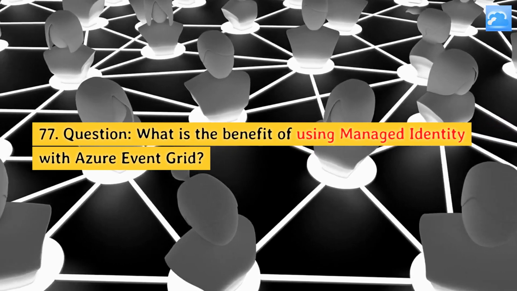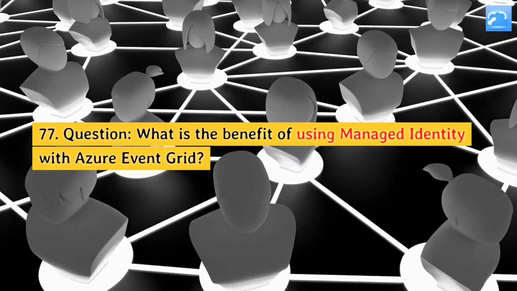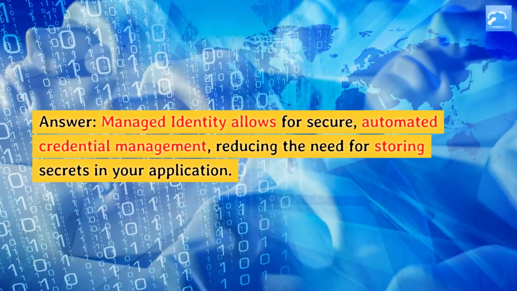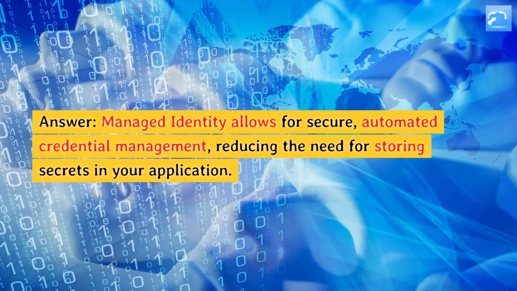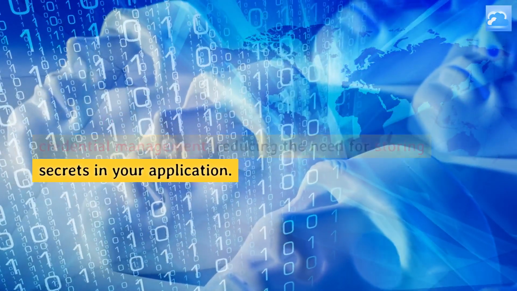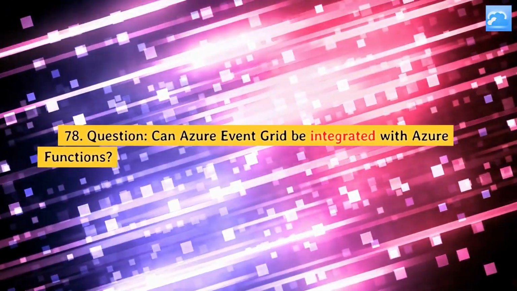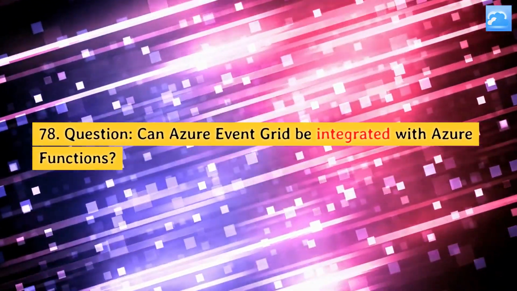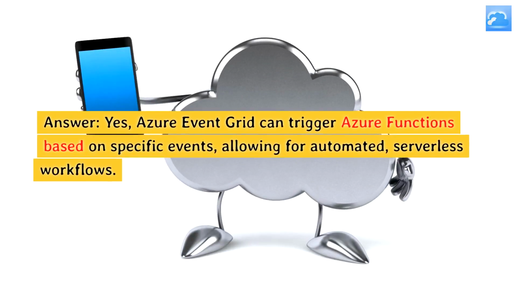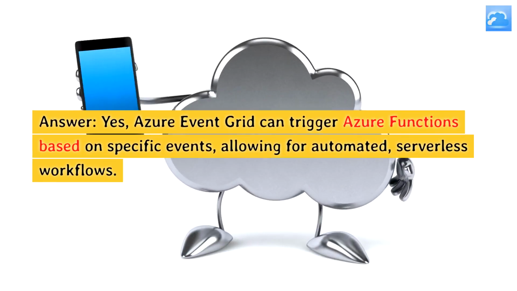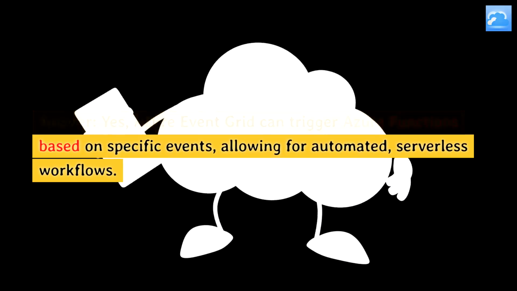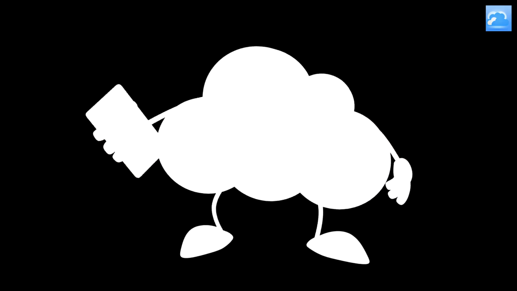77. Question: What is the benefit of using Managed Identity with Azure Event Grid? Answer: Managed Identity allows for secure, automated credential management, reducing the need for storing secrets in your application. 78. Question: Can Azure Event Grid be integrated with Azure Functions? Answer: Yes. Azure Event Grid can trigger Azure Functions based on specific events, allowing for automated, serverless workflows.